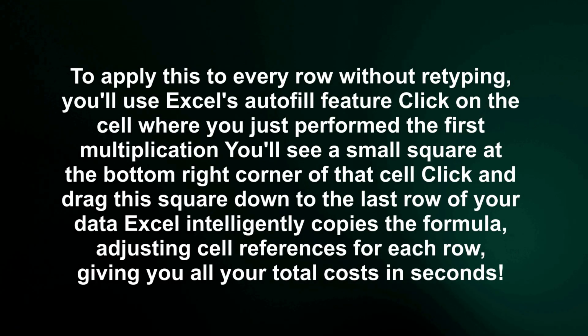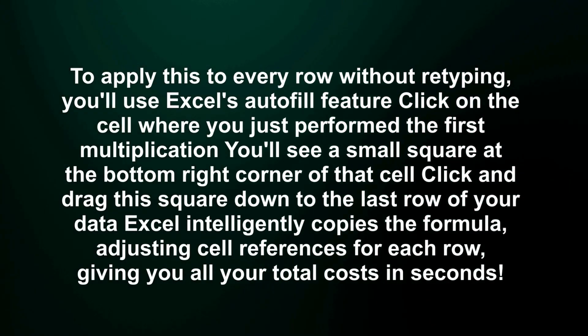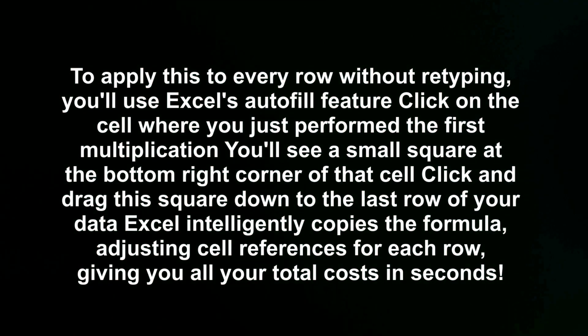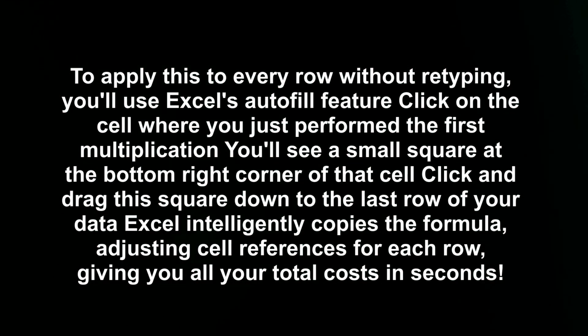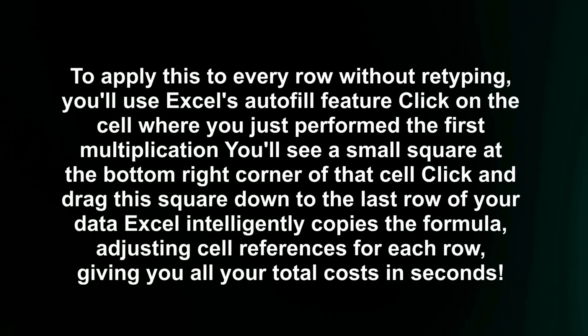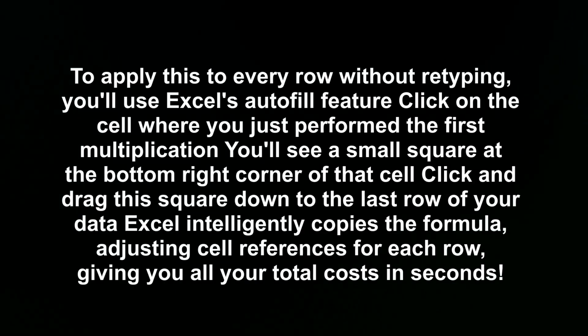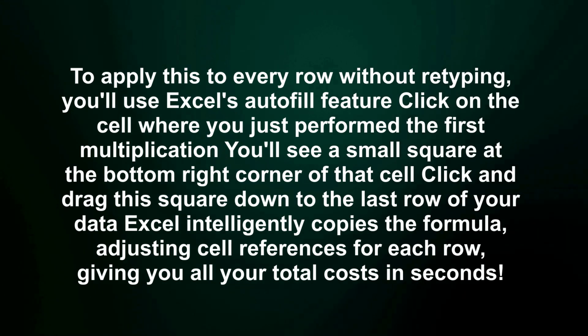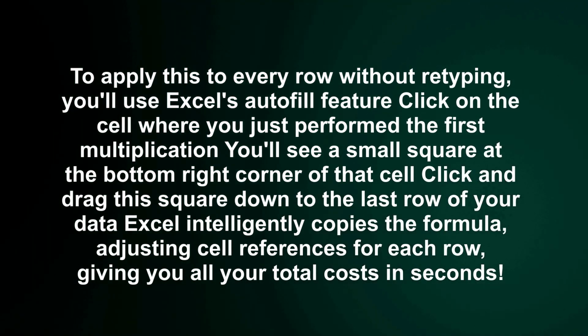To apply this to every row without retyping, you'll use Excel's Autofill feature. Click on the cell where you just performed the first multiplication. You'll see a small square at the bottom right corner of that cell. Click and drag this square down to the last row of your data. Excel intelligently copies the formula, adjusting cell references for each row, giving you all your total costs in seconds.